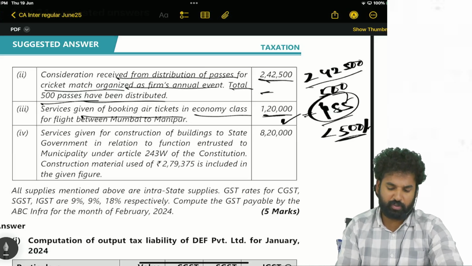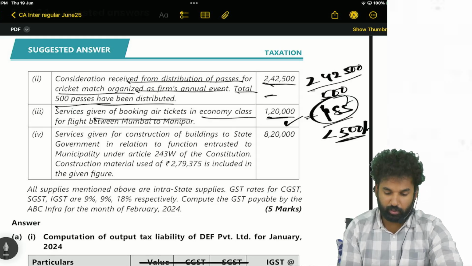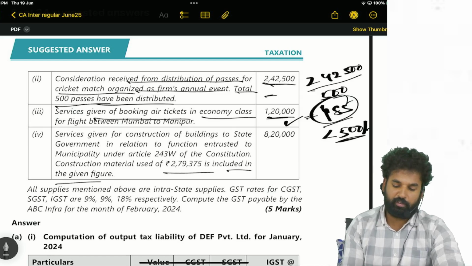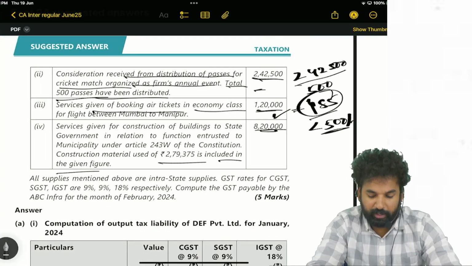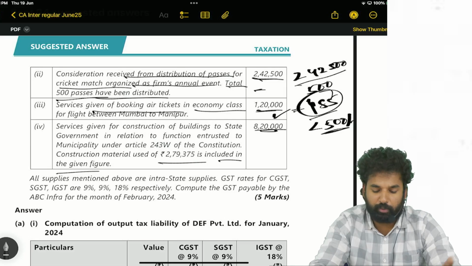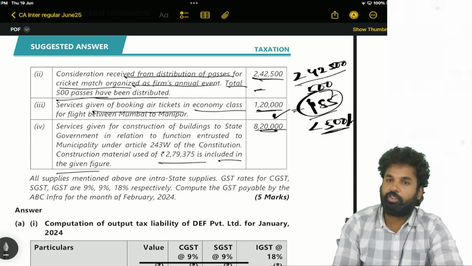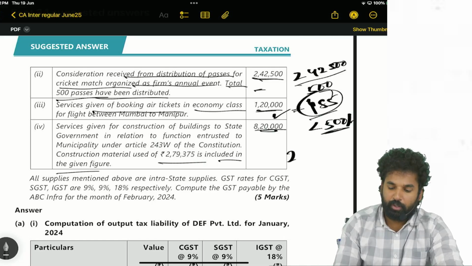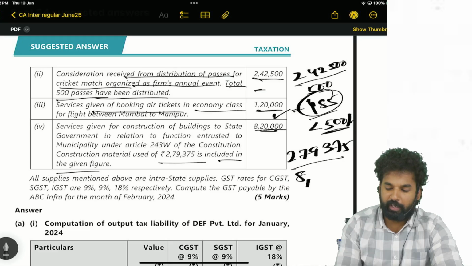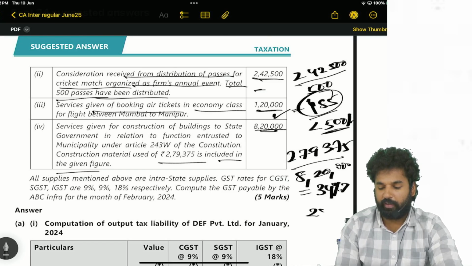Next, services for construction of a building to the state government in relation to functions entrusted to the municipality under Article 243W of the Constitution. Construction material used worth 2,79,375 is included in the given figure of 8,20,000. Construction services are given to the government, so you have to check the percentage of material involved. 2,79,375 by 8,20,000, how much percentage is it coming to? 34%, which is more than 25%.